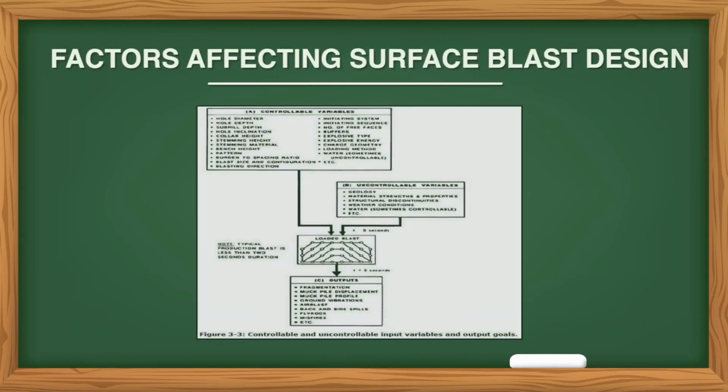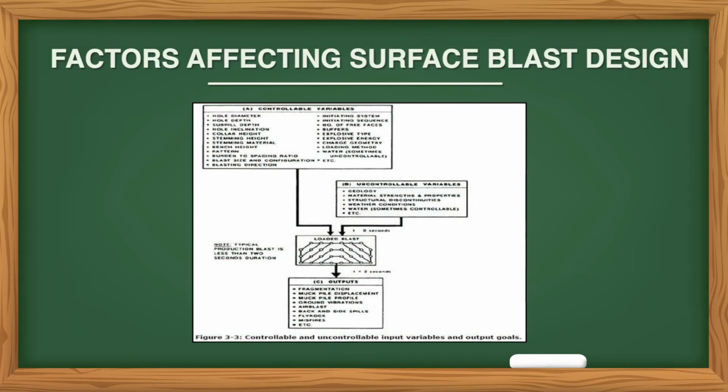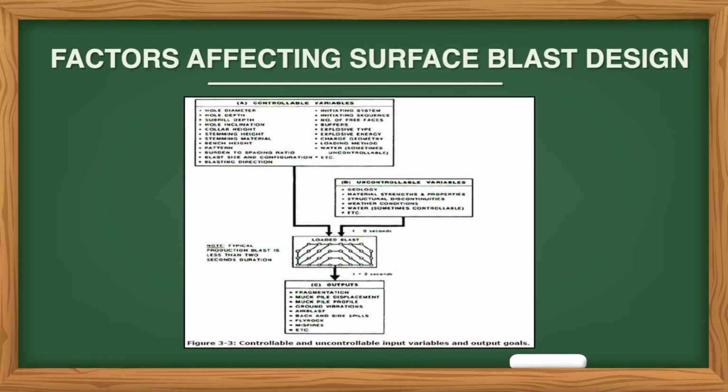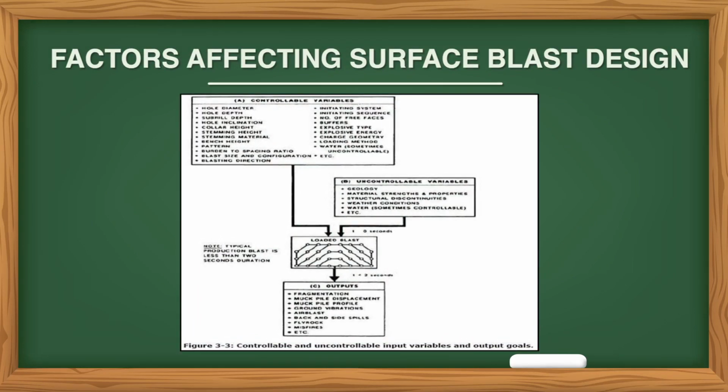Factors affecting surface blast design. The controllable variables are first hole diameter, then hole depth, then subgrade drilling depth, then stemming distance, then stemming material, then burden and spacing, then number of holes in the blast, then direction of rock movement, then timing, and types of explosive and initiation system.